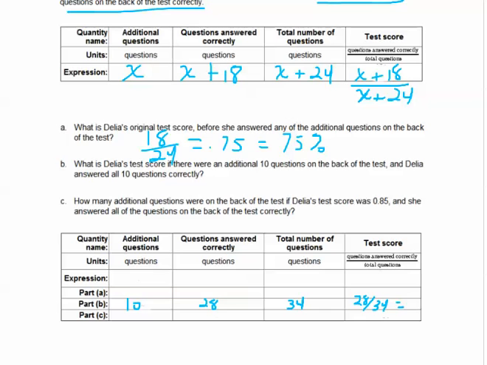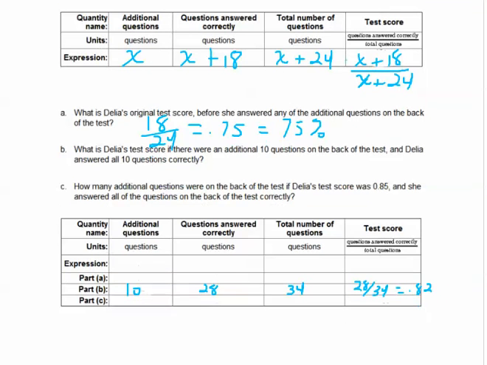So 28 divided by 34 would be 0.823. So she earned like an 82%. And the next question asks, how many additional questions were on the back of the test if she scored an 85%? Okay, and she answered all of the questions on the back correctly. Okay, so what does that mean? That means that the x plus 18 over the x plus 24 has to equal 0.85.